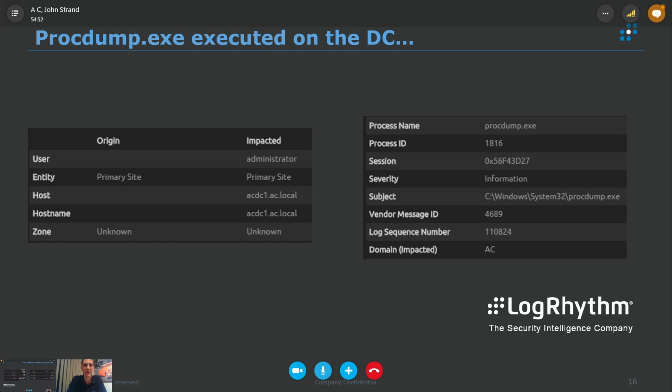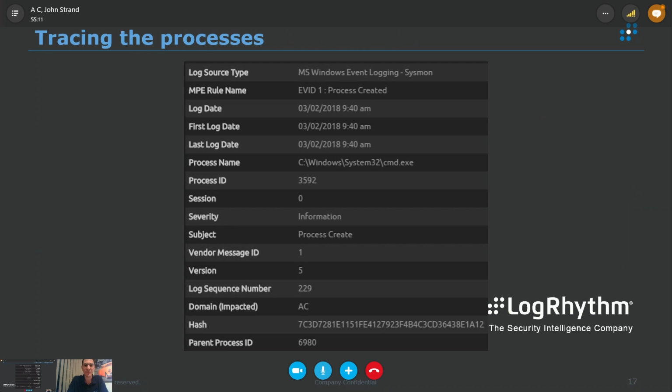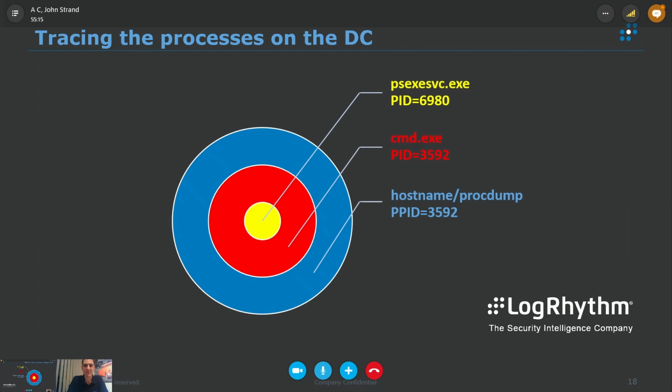As we move on through the hunt, though, we look and find procdump.exe. So procdump is an executable typically used for troubleshooting and generating memory dumps of a running process. So again, nothing necessarily untoward. We do see a user administrator, which does seem a little bit strange, but we'll carry on tracing the individual event IDs, and I'm going to skip some of this because there's a little bit of overlap here.